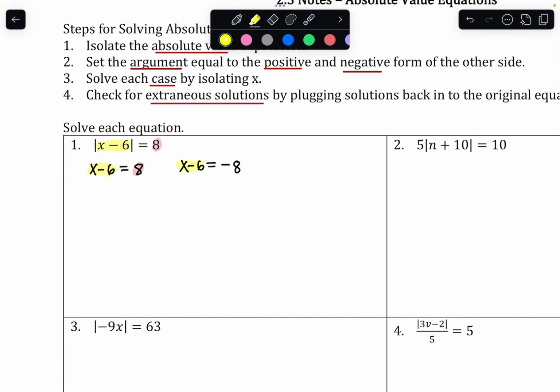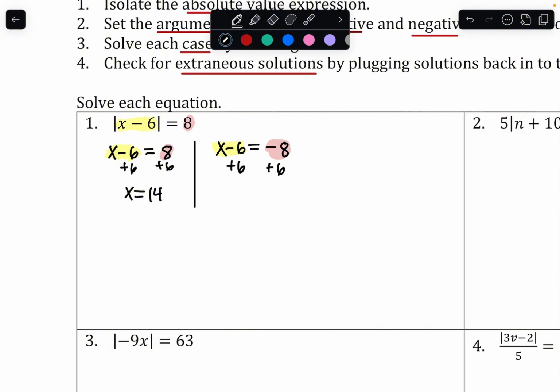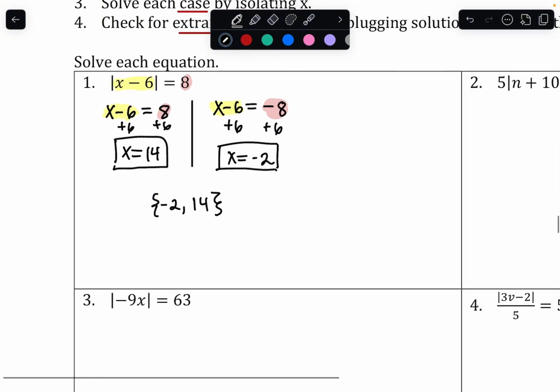Setting the argument equal to the positive and negative version of the other side of the equation. So in this case, it's just an 8. Sometimes we'll have another expression. And so here's our two cases to solve. They're two linear equations. In both cases, we have to add 6. So I get x equals 14 as one answer, and x equals negative 2 as the other answer. And so you can write your solution as a set of numbers if you want to, usually listed in numerical order. You don't have to, it's just sometimes they're written that way.